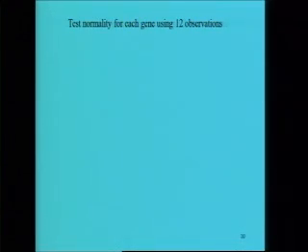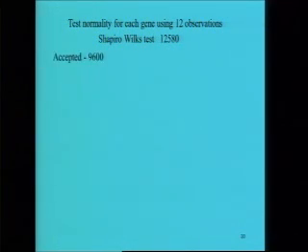Alright, so what we do is again go on testing the normality for each gene using 12 observations. Again, the number of observations is small here. Still, we decided to combine the three groups, each having four observations. We bring them on equal platform by scaling these observations, making the mean of each of them 0 and variance 1. And then we apply the Shapiro-Wilk test on each of these 12,580 genes. It was noted that the normality is accepted for 9,600 genes and it was rejected for the remaining 2,980 genes.